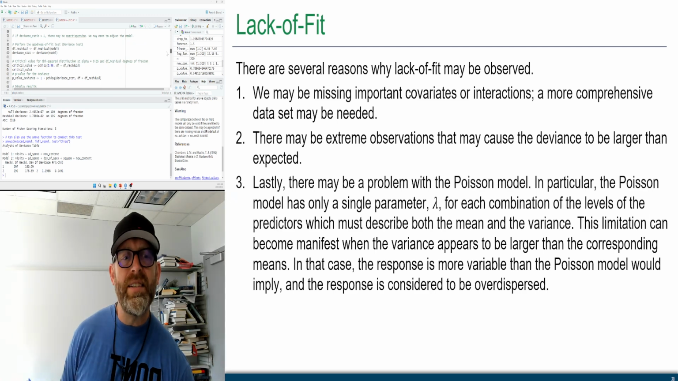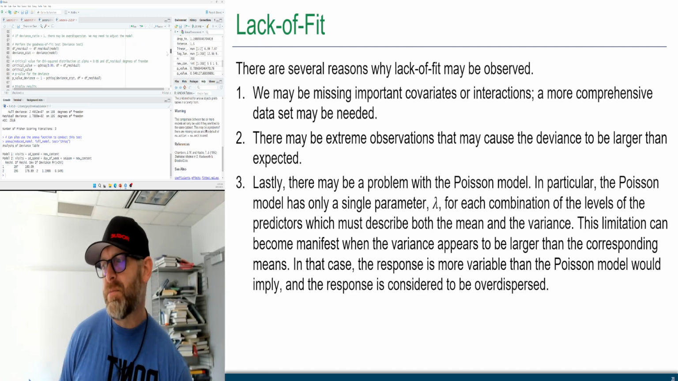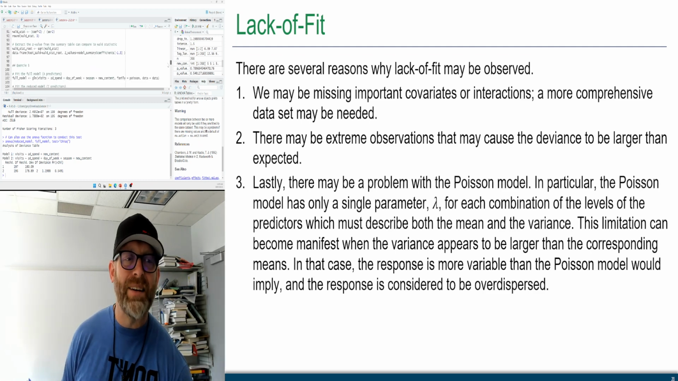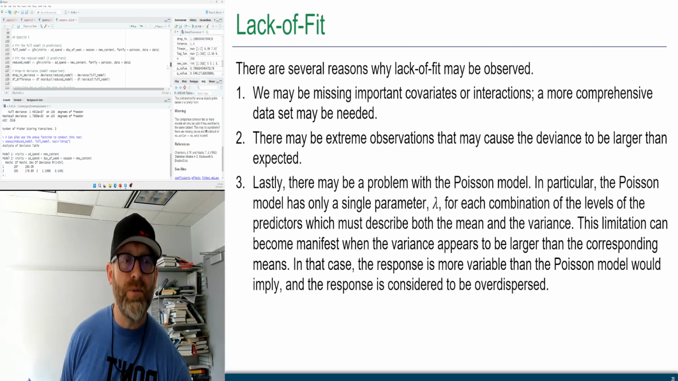Yeah, so we did a goodness of fit test, and that was basically just testing whether or not the model was a good fit. That was the null hypothesis. The alternative is it's not a good fit, and usually that's overdispersion. So now we're going to be talking about that lack of good fit. So again, there's a couple of reasons, as I just said.